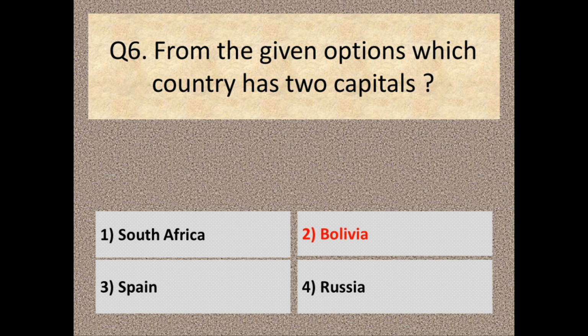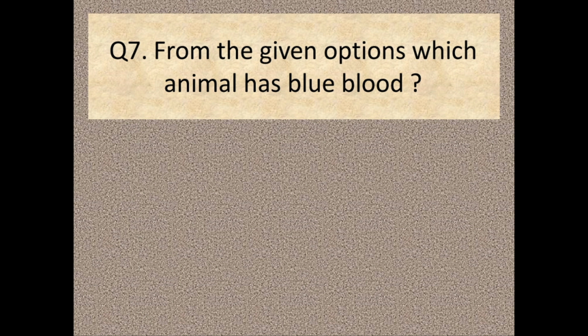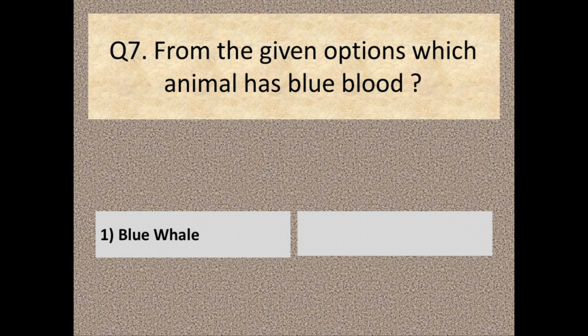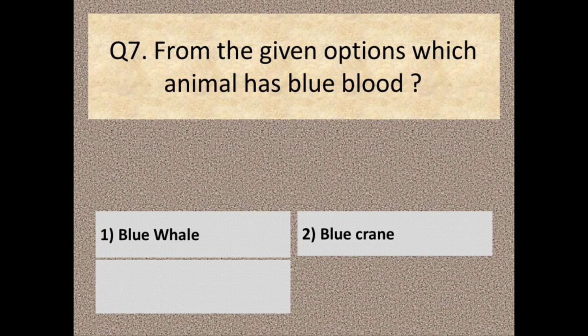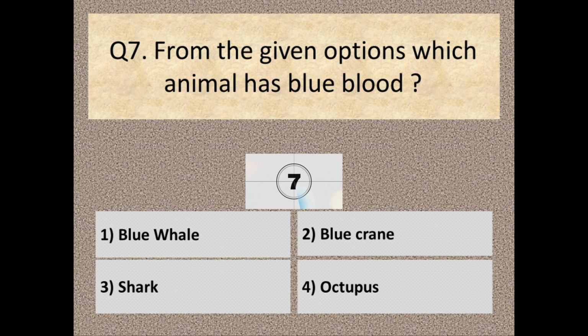Next. Question 7. From the given options, which animal has blue blood? And the options are: Option 1, blue whale. Option 2, blue crane. Option 3, shark. Or, option 4, octopus. And the answer is, option 4, octopus.